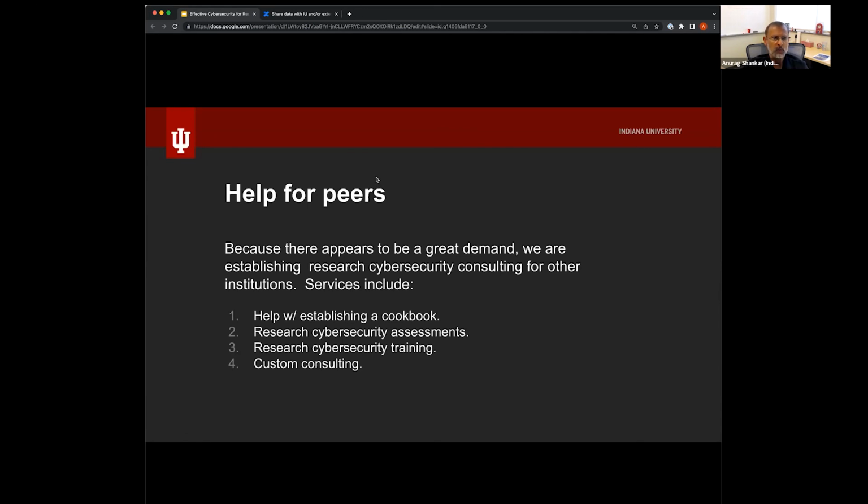For example, establishing a cookbook. The cookbook is open. Anyone can go look at the use cases and so forth, and essentially customize it for your campus. We can help with that. We can do assessments based on our experience. We can talk to people on your campus, find out exactly what's going on, and make some recommendations. We can provide training and custom consulting, that sort of stuff. We're slowly thinking about how to do this, but if you have questions, we're happy to talk to you, just have an hour-long conversation, not an issue.